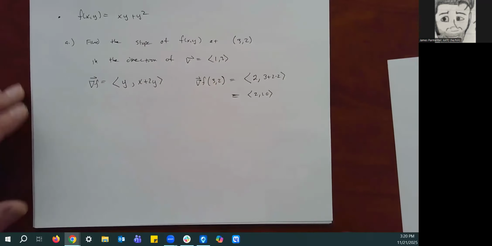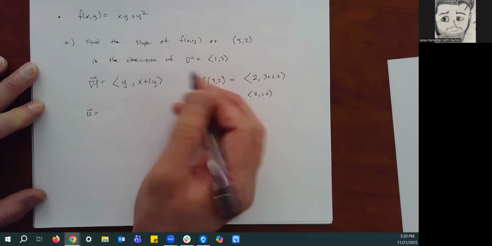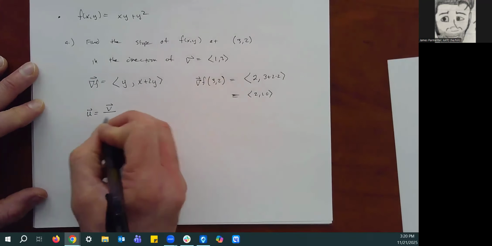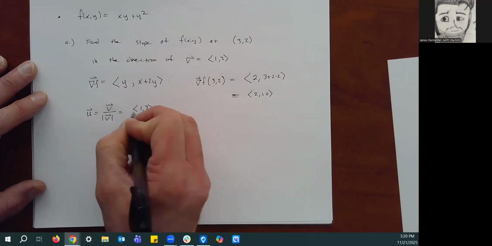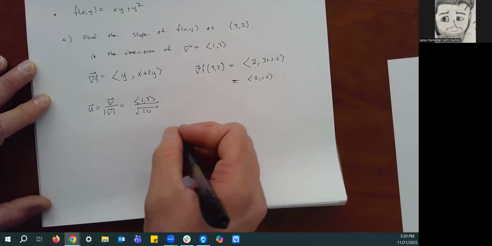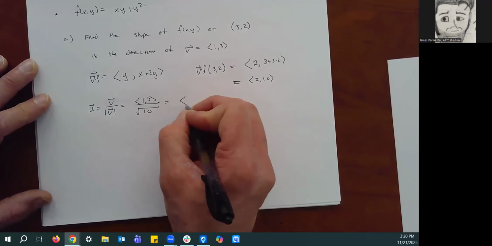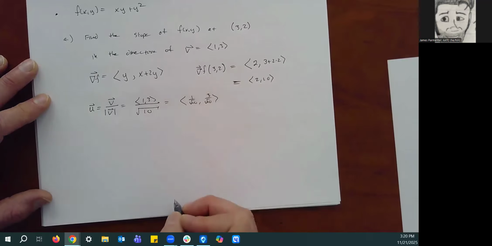Our direction vector should be a unit vector. So we're going to take our actual vector v and divide it by its own length. That's going to be the vector (1, 3) divided by the square root of 1 squared plus 3 squared, which is 10. And you can write it this way, or you can write it as (1 over root 10, 3 over root 10), whatever floats your boat.